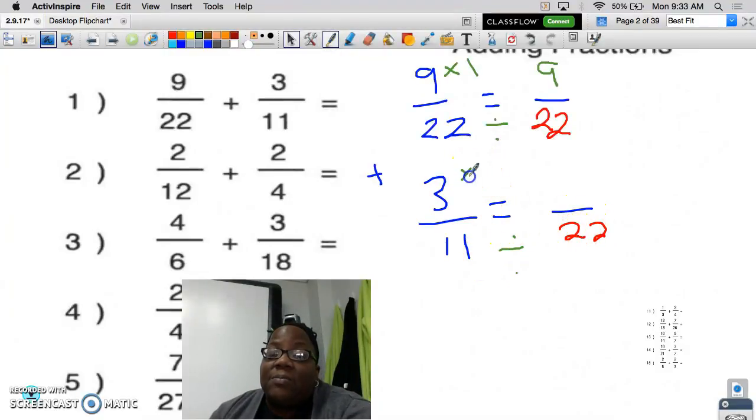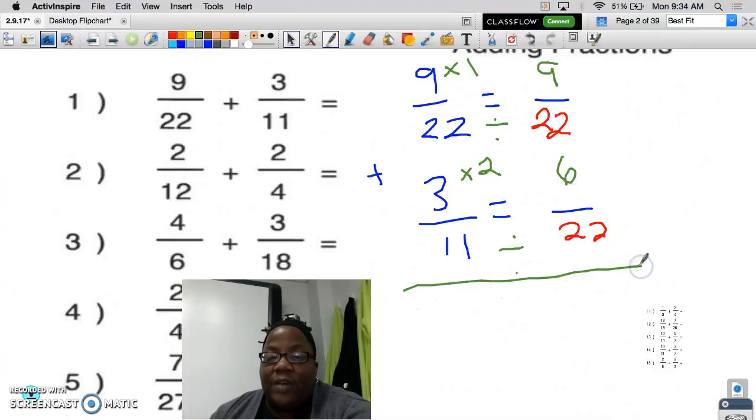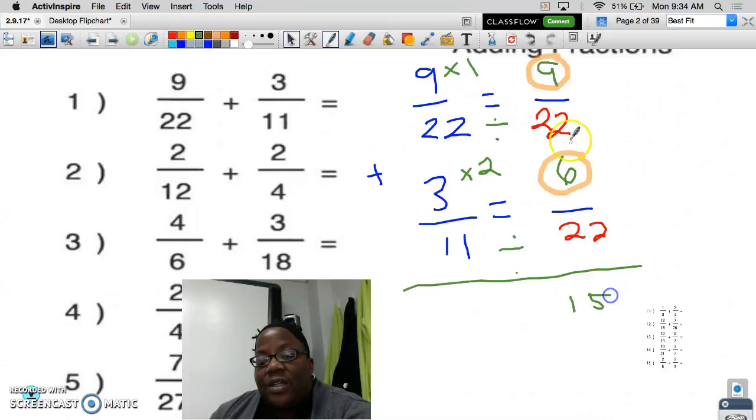And then remember, you need to multiply that answer with the numerator. So 11 will go into 22 2 times, multiply it with the numerator that's already there. 3 times 2 is 6. Now that you have done that, all you have to do is add the 2 top numbers that you have, which is a 9 and a 6. Okay? Because they already have the same bottom number now. 9 plus 6, 9, 10, 11, 12, 13, 14, 15. Okay? So I have 15. That bottom number stays the same.